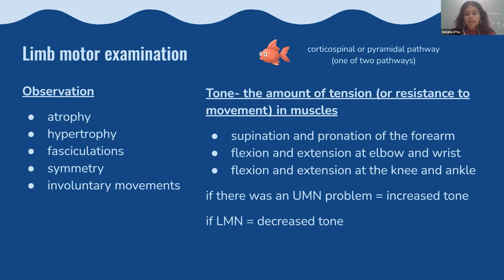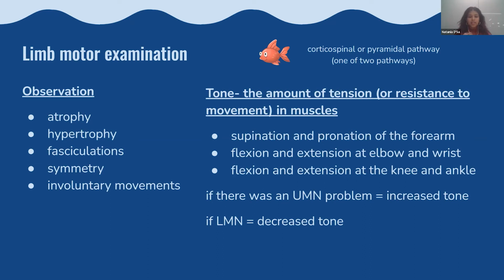Yep, so now we're going to move into examination specifically. This is for your limbs, your motor examination. You always start off with observation for any of your examinations. Here we're looking for things like atrophy and hypertrophy, so that's less muscle than you'd expect or more muscle, any fasciculation, so involuntary movements or tremors, symmetry in terms of both sides of the body, and any involuntary movements that you're seeing.